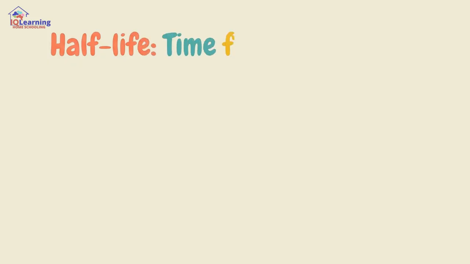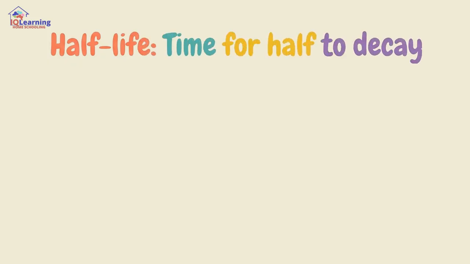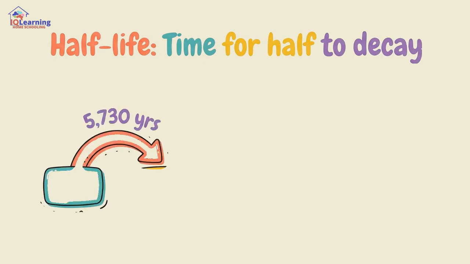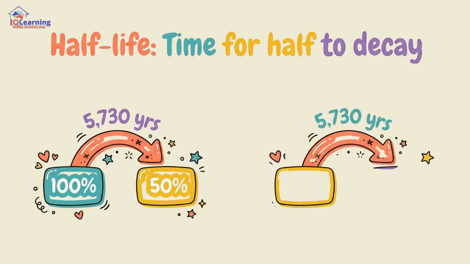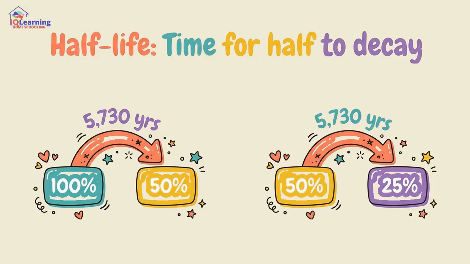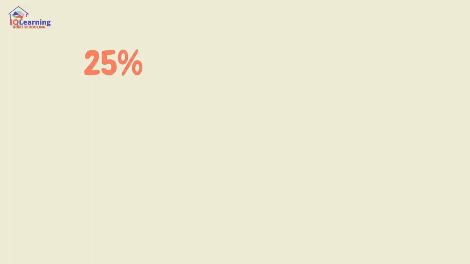First, understand the idea of half-life. A half-life is the amount of time it takes for half of a substance to decay. So carbon-14 follows this pattern. Start with 100%. After 5,730 years, 50% remains. After another 5,730 years, half of 50% remains, which is 25%.